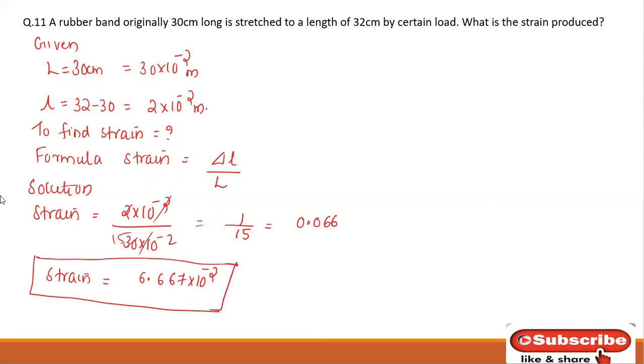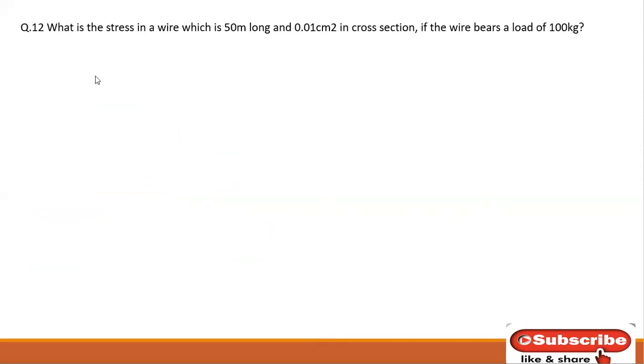I hope you all understood this. Let us solve the next question. What is the stress in a wire which is 50 meter long and 0.01 centimeter square in cross section? We want to calculate the stress. Length is given. L is equal to 50 meter. Okay. And area of cross section is given, that is 0.01 centimeter square. Area A is equal to 0.01 centimeter square, that is equal to 10 raised to minus 4 meter square.